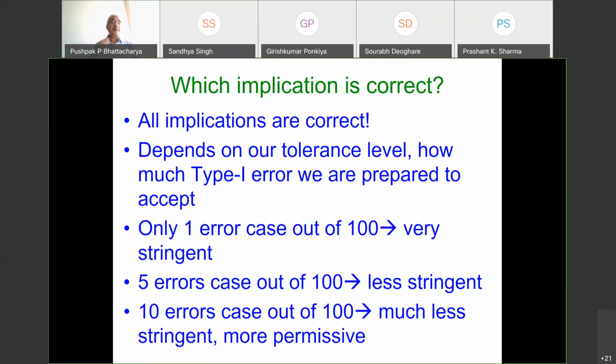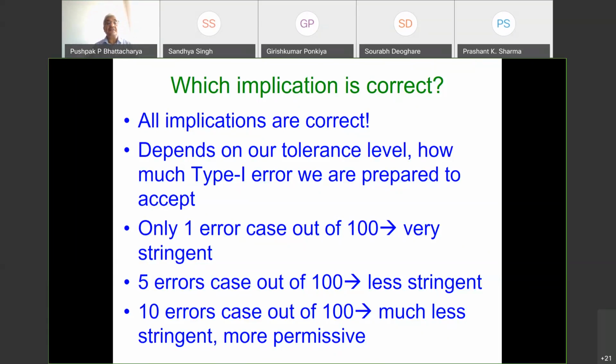If we are prepared to accept only one error case out of 100, which is very stringent, we cannot reject the null hypothesis. We cannot say that the named entity identifier tagger is not doing random guessing. Internally, it may have a very simple algorithm that just tosses a coin and gives the tag of a name or no name. So if my error tolerance limit is very low, I cannot reject this hypothesis, based on 64% accuracy.